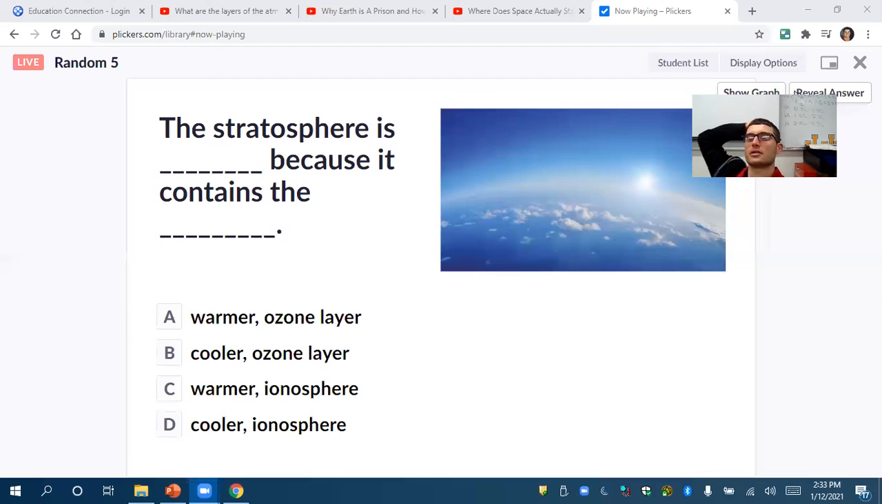3, 2, 1. Guys, the answer is actually going to be letter A. It's going to get warmer because of the ozone layer. The ozone layer traps heat. Warmer because it's trapping heat at that layer. Going to be letter A, warmer.